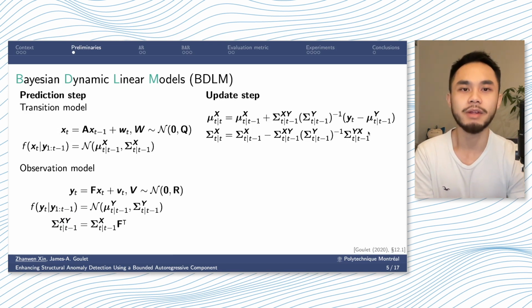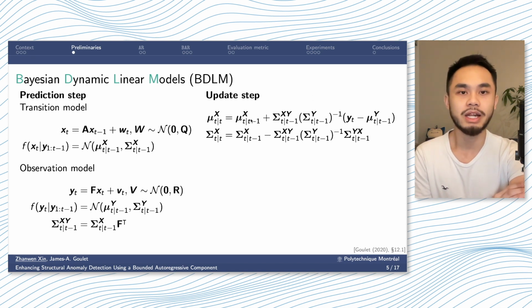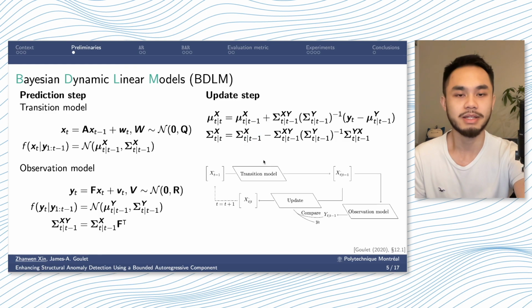In the update step, we will update our predicted estimates of the hidden state by using the true observation. So to update the mean value of the hidden state, we compare the difference between the true observation and our predicted expected value of the observation, and multiply by this covariance term and variance term and update the expected value. And we can do the same for the variance estimates.